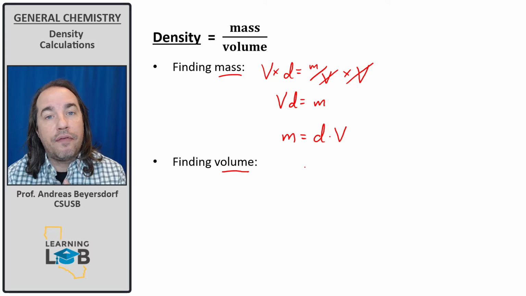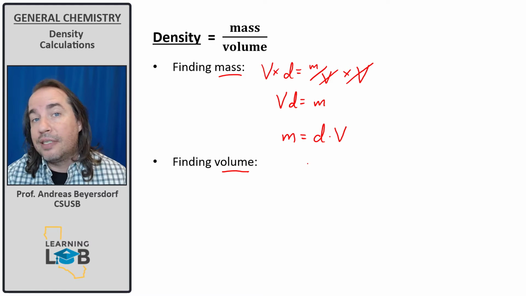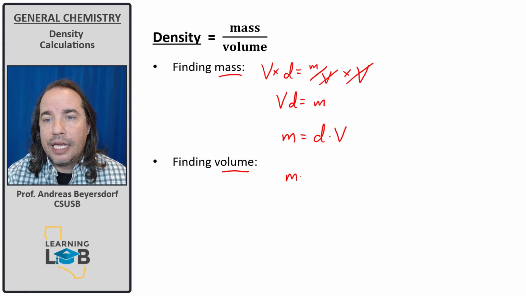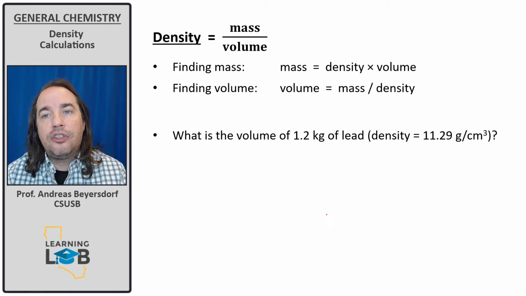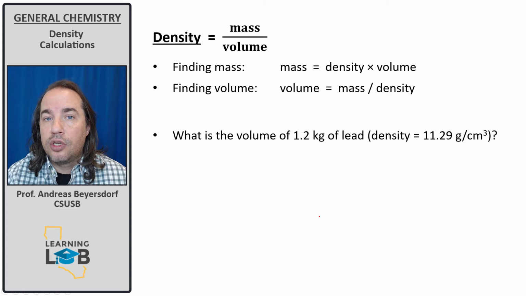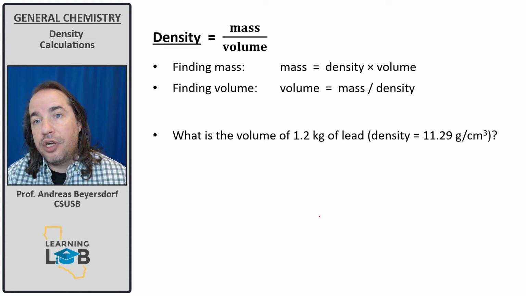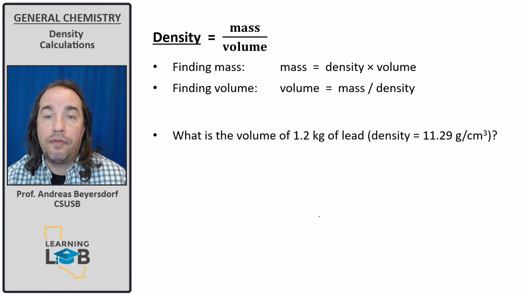If I want to find the volume, but I'm given mass and density, I can use what I just found, and now I need to get volume by itself. So I'm going to divide both sides by density, and I'm going to get that volume equals mass over density. And now these two equations will allow us, if we are given information on the material, to find either the mass or the volume. So let's use this for an example.